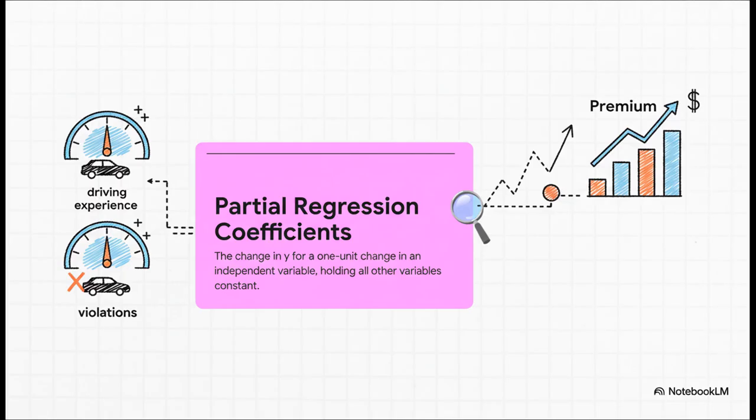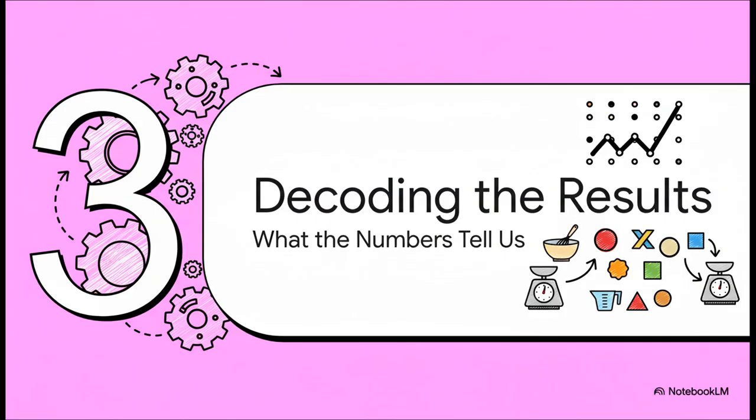Now, this is the really cool part. Those B values, the coefficients, they're kind of like magic. They let us isolate the impact of each ingredient all by itself. It's like having a set of dials where you can turn up driving experience by just 1 year and see exactly how it changes the premium, all while keeping the violations completely still. It's super powerful.